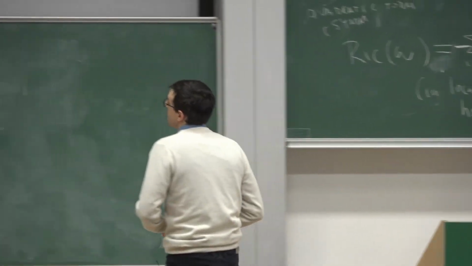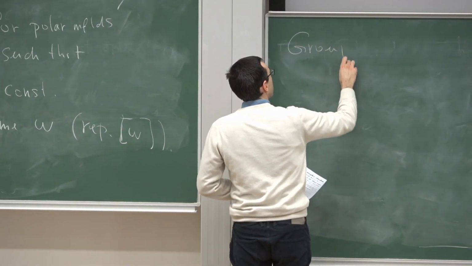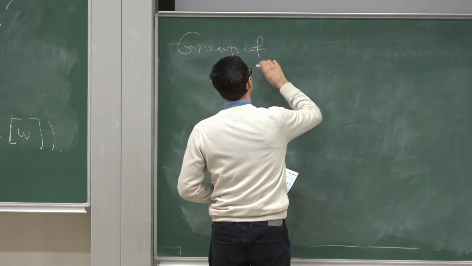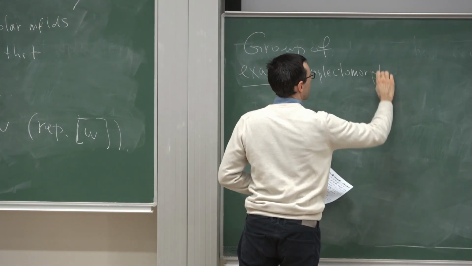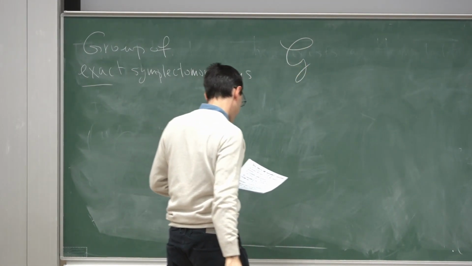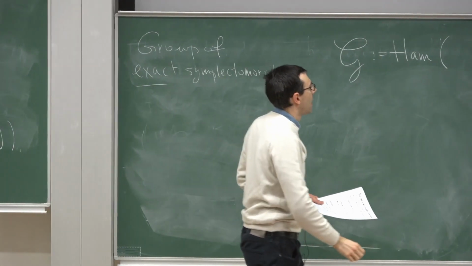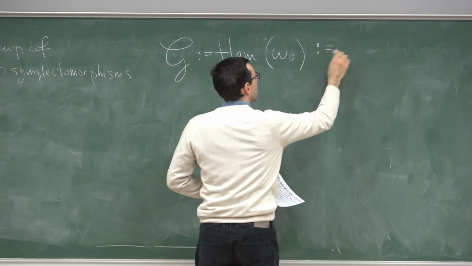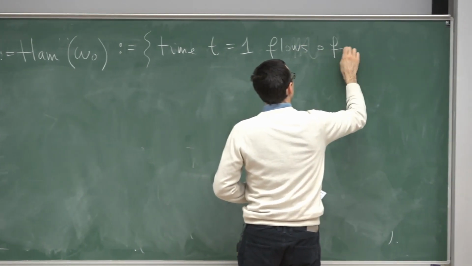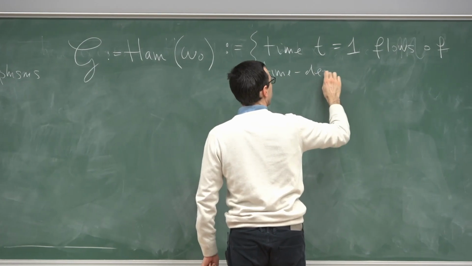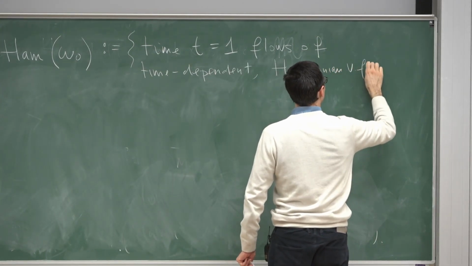Okay, so now we speak of moment maps. It means this should come with a group action, and it does. So there is a group of exact symplectomorphisms, let me call it curly G. It's also usually denoted by Ham omega naught, and it's defined as time t equals 1 flows of time-dependent Hamiltonian vector fields of omega naught.